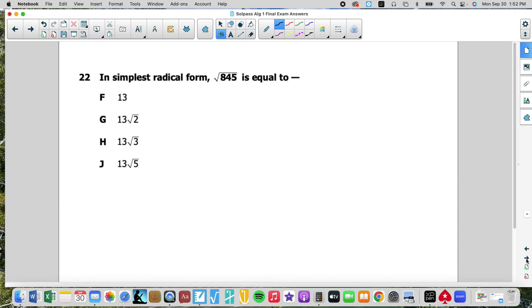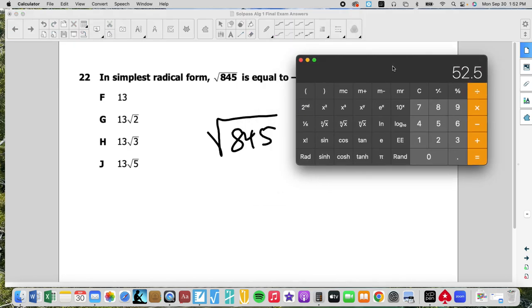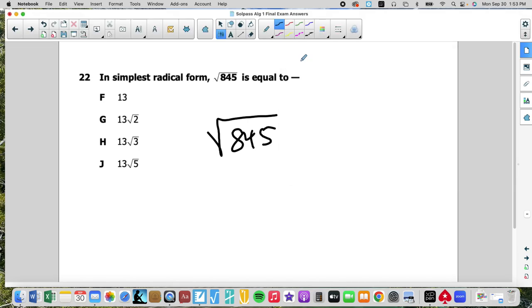21, yep, good. 22, in simplest radical form, the square root of 845 is equal to, so when we have this, this is what a lot of students would do. They'd put in 845 and do square root, and they get this number, 29. Then they think it's kind of close to 29. No. Well, it is close to 29, but notice it's not here. What we need to do is find factors of 845, and we want to split it up. We're looking for a perfect square in 845.